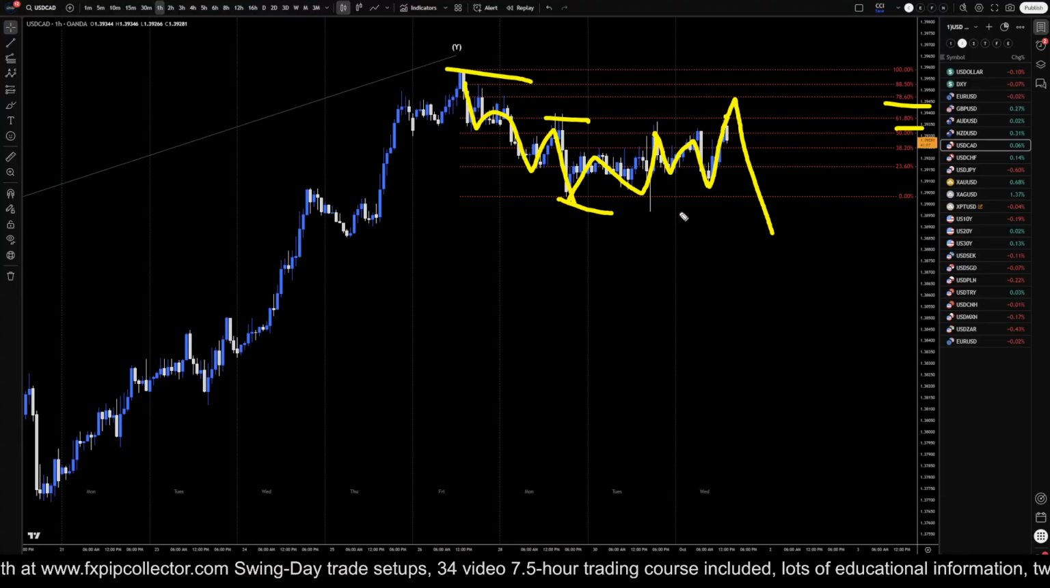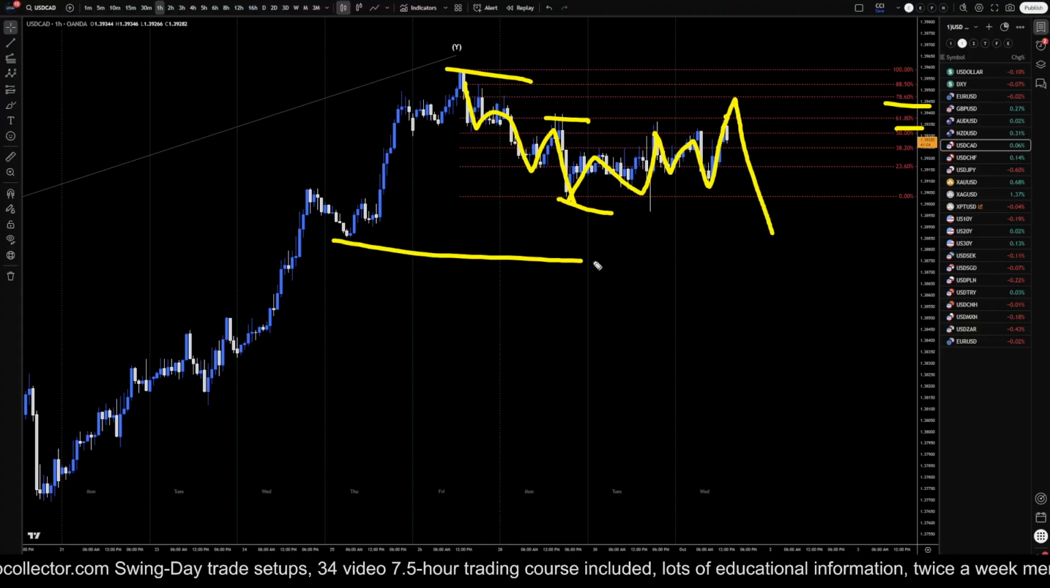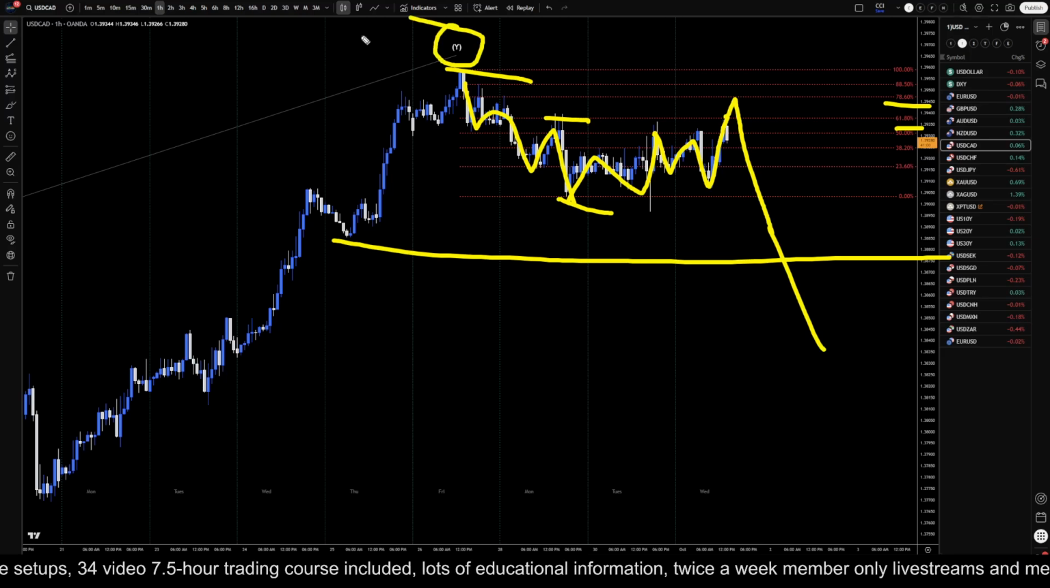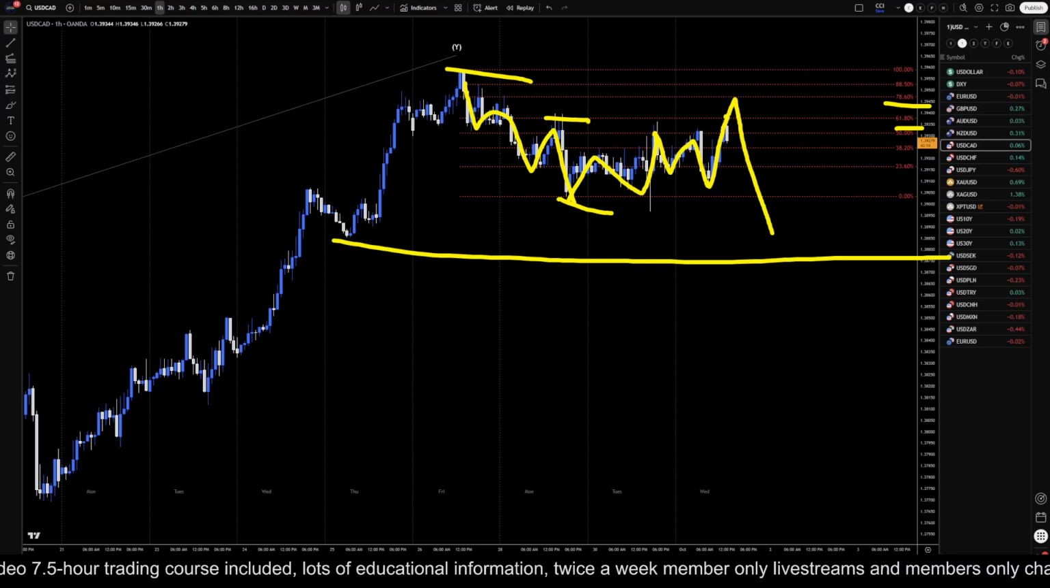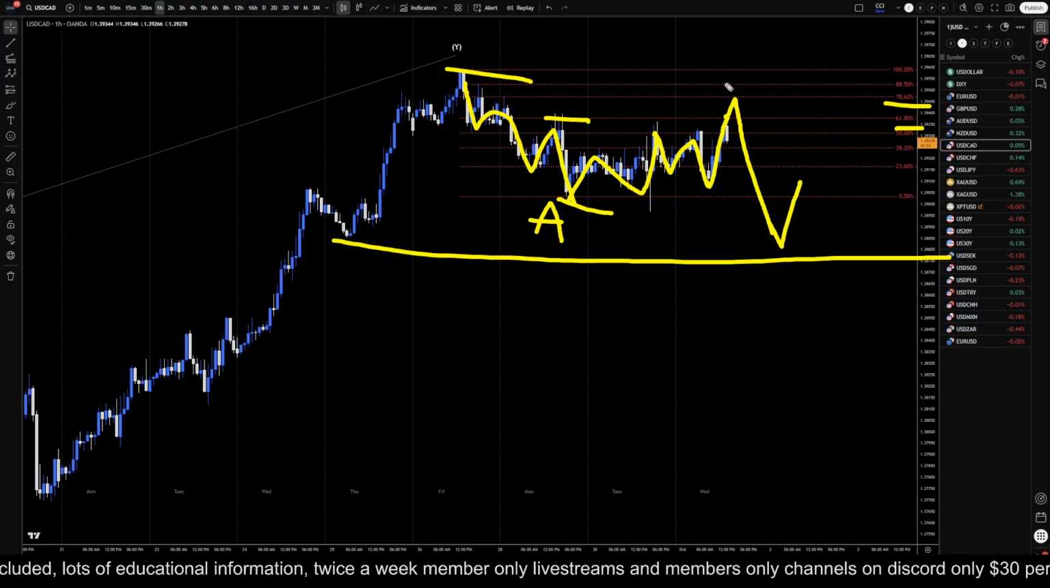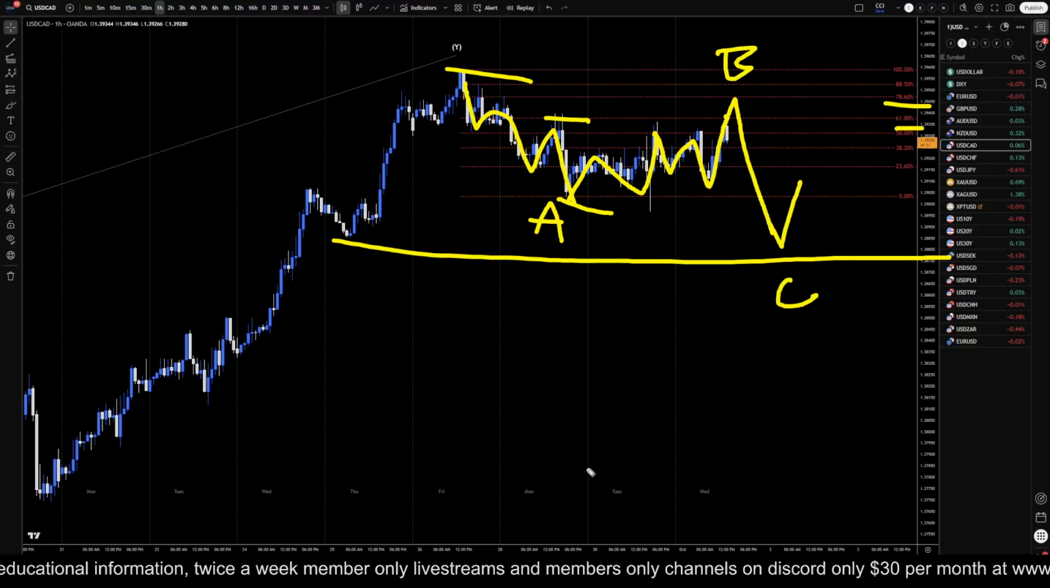a move down. The next move down should be very critical because if it goes down and breaks structure with momentum, then this likely is a top on the 4 hour time frame. If instead it goes down and makes like a higher low and then turns back up softly, then it could just be another ABC correction within the uptrend.